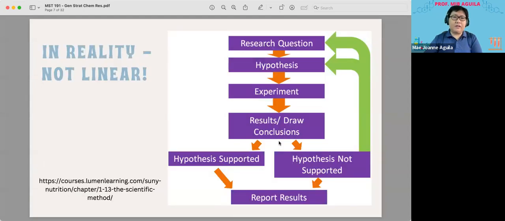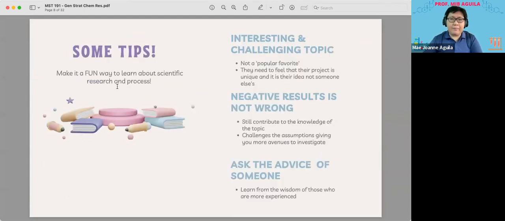So some tips on the scientific method is particularly when you go about this in your future or with your future high school students is really to make it a fun way to learn about scientific research and the scientific process. So tell them to focus on interesting and challenging topics for them. It is not just because that is what everybody is doing, you need to do that, or you will tell your students to do that. So this is not playing favorites with the topic. So it is really that something that intrigued them, something that challenged their understanding, so the better.